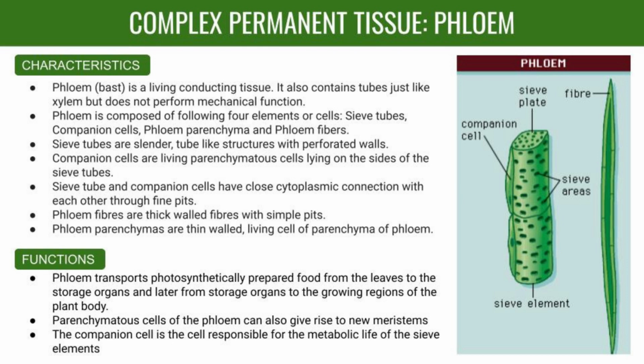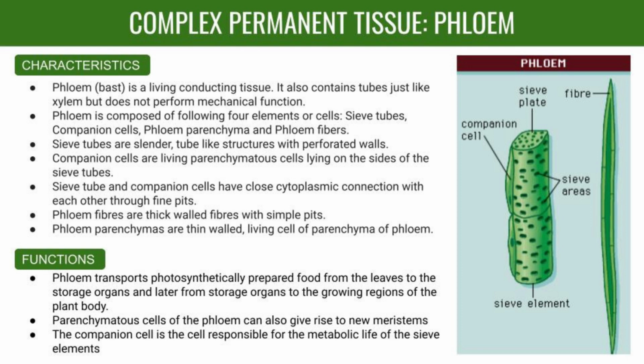Sieve tubes are slender, tube-like structures with perforated walls. Companion cells are living parenchyma cells lying on the sides of the sieve tubes. Sieve tube and companion cells have close cytoplasmic connection with each other through fine pits. Phloem fibers are thick-walled fibers with simple pits. Phloem parenchyma cells are thin-walled, living cells.